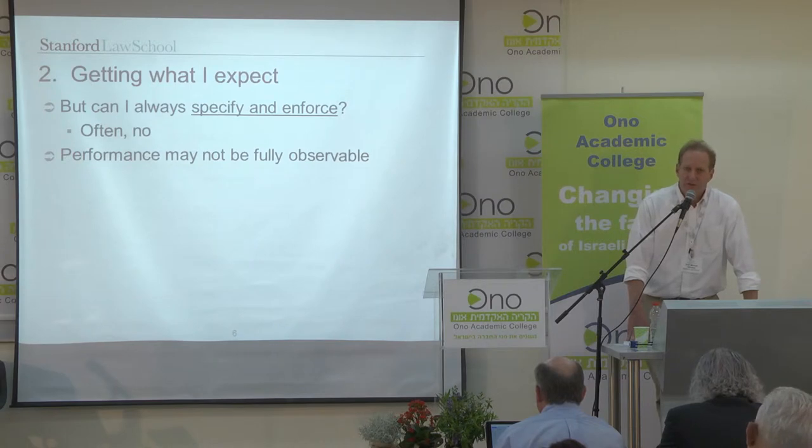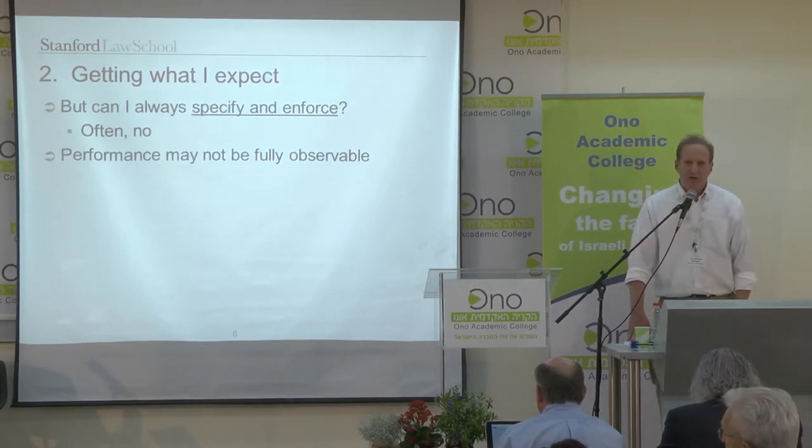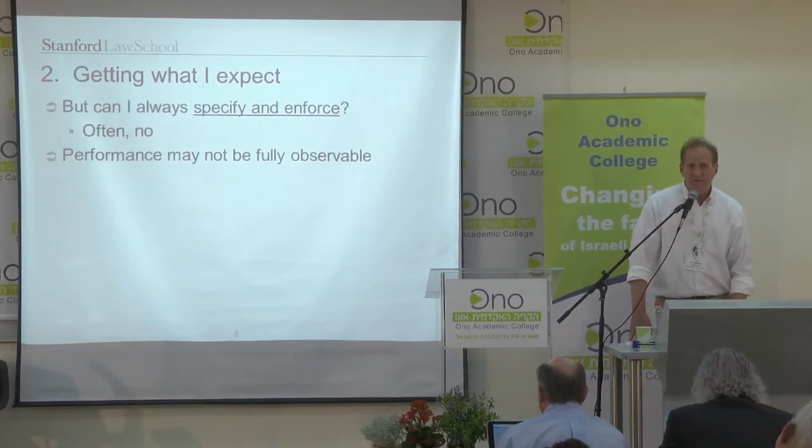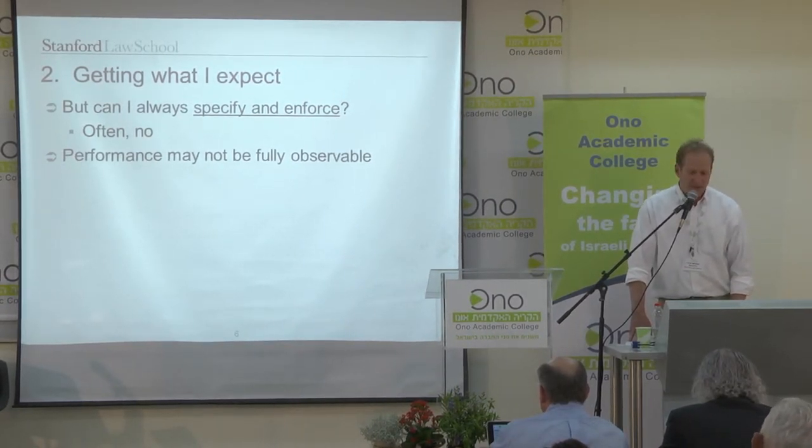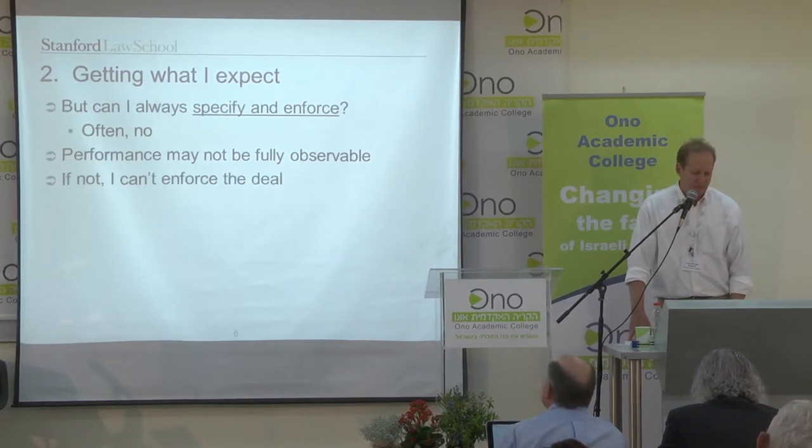But how often can I fully specify and enforce the tasks that have to be performed? The answer is not always. Sometimes, sure, yes, and that's an easy contract. But often the answer is no. The reason is that performance may not always be fully observable. And even if it's observable by me, say, your performance is observable by me, I may not be able to convince a court that you have failed to perform up to the level that I've specified in my contract. Your performance may be unobservable, or even if observable, unverifiable by a court, in which case I can't simply specify and enforce.